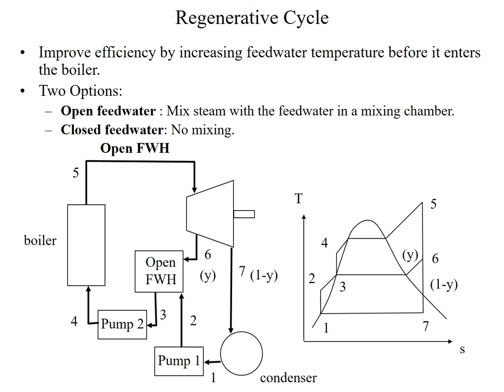Next, 5 to 6: y kg of steam is expelled to your open feed heater through the turbine. That is one. And 6 to 7: 1 minus y kg expands through the turbine, then enters the condenser. That is how 1 minus y kg, and here you get 1 kg. This is the T-S diagram and block diagram of the open feed heater.